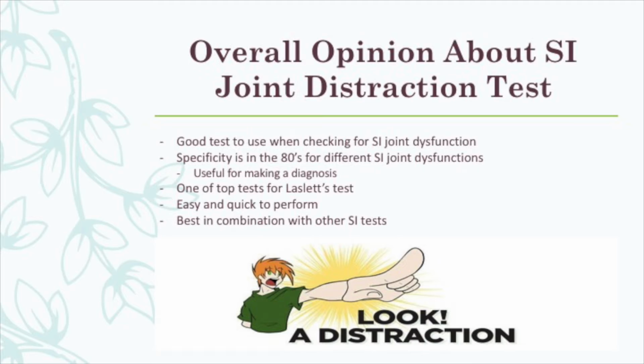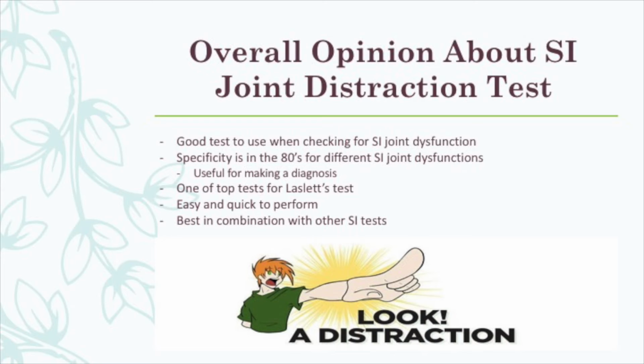My overall opinion about the SI joint distraction test when doing research is that this is a good test. I find that its specificity being in the 80s for 3 different articles for tests is very helpful and beneficial because you're able to rule out someone. So even though its sensitivity may not be as strong as some of the other SI tests, its ability to say, no, you do not have this, is much higher.